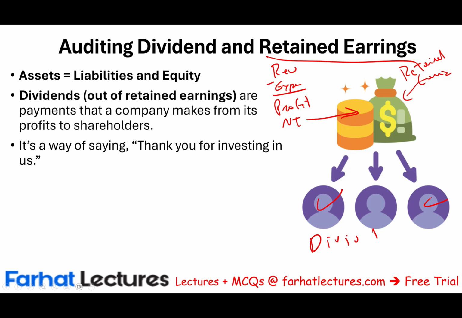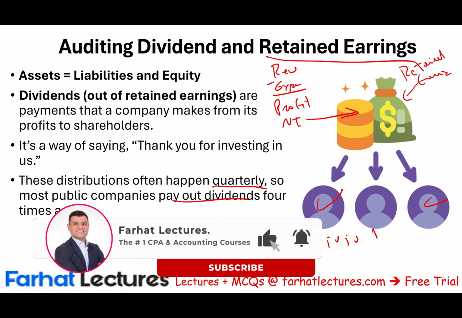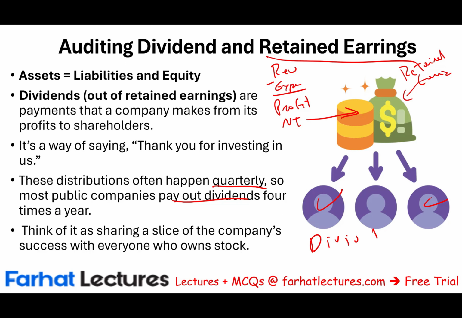It's a way of saying thank you for investing in us. It's for the owners to reward themselves. They take some of the profit in form of dividend. And this distribution occurs usually quarterly for small companies or in the real world, but for publicly traded companies, they usually pay them out quarterly, which is 4 times a year. So in this session, we will discuss those. But think of the dividend as sharing a slice of the company's success with everyone who owns the stock. Because you're the owner, now you want to pay yourself out of the profit.